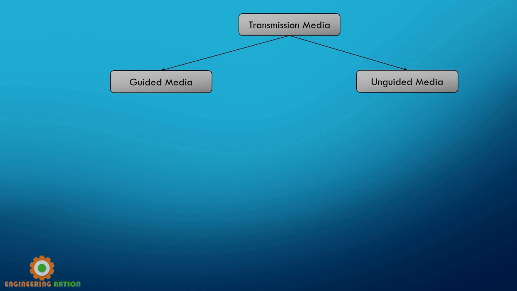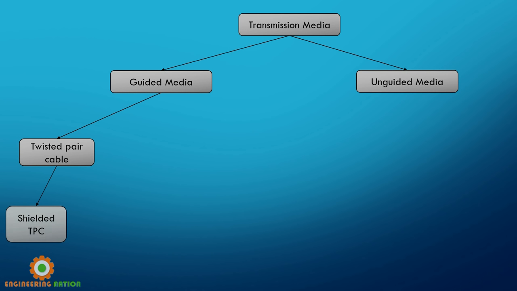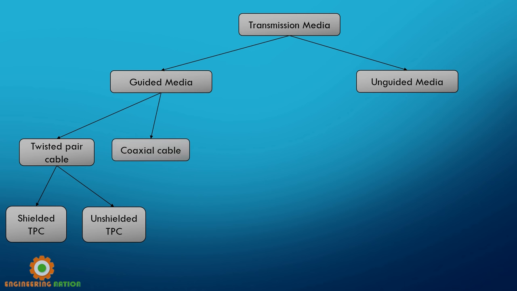Now let's understand the hierarchical structure of transmission media. Transmission media are divided into two parts, the first part is guided media and the second part is unguided media. Guided media can also be called wired media, and unguided media can also be called wireless media. Guided media contains three topics. The first is twisted pair cable. Twisted pair cable is again divided into two parts, the shielded twisted pair cable and unshielded twisted pair cable. The second is coaxial cable, and the third is fiber optics cable.